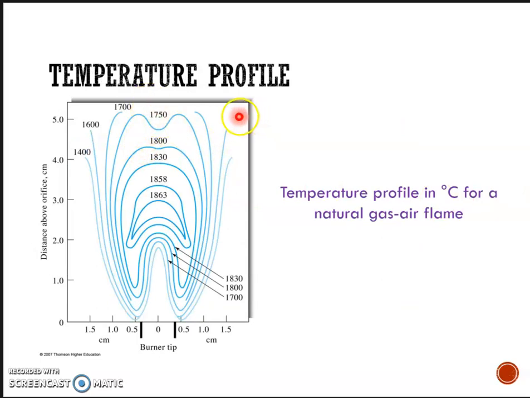And this is the temperature profile. Kalau kamu tengok pun, tengok yang paling panas adalah in the interzonal region. Ya, daripada 1008 sampai 1863 ni. This is for natural gas and air combination flame. Kalau kamu guna natural gas dengan air, so this is the punya temperature profile of the flame.